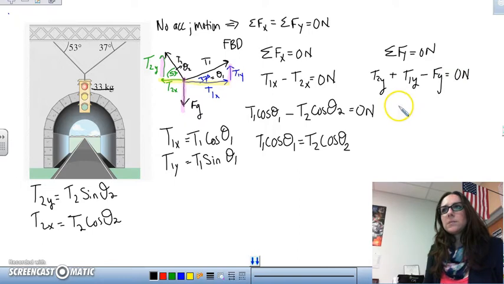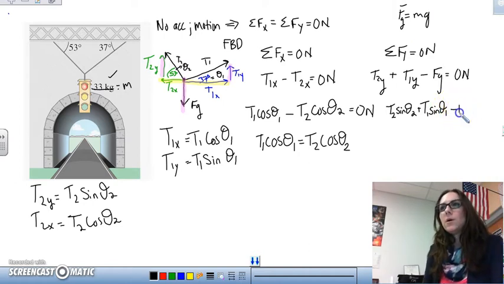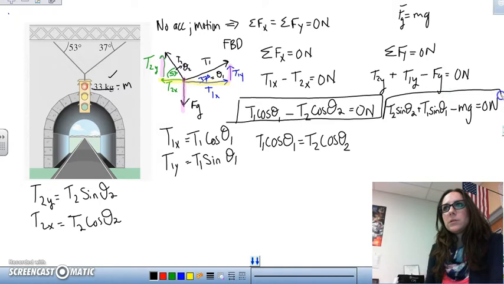And then let's take a look at this. This is going to be T2 sine angle 2 plus T1 sine angle 1 minus FG, recall, is mg, where we have the mass, which is right here, and then we have g, because that's 9.81. And this is where we leave it positive, because we've already taken into account that this is negative, or acting down. So lo and behold, these are essentially what I'm going to use to solve for T1 and T2.